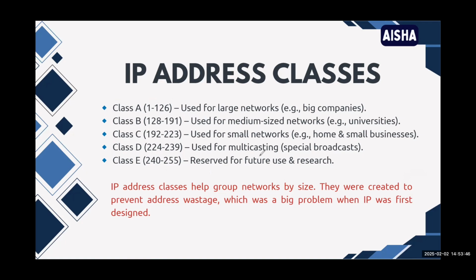IP address classes help us group networks by size because IP address consumption was a very big issue back then. When they created IP addresses, there were so many people using the internet and everyone was using Class A addresses, because the range is from 0 to 255. And by the way, if one person uses it, they can get 16 million addresses. That was the main issue. Then they divided everything into these classes so that fewer IP addresses get used.